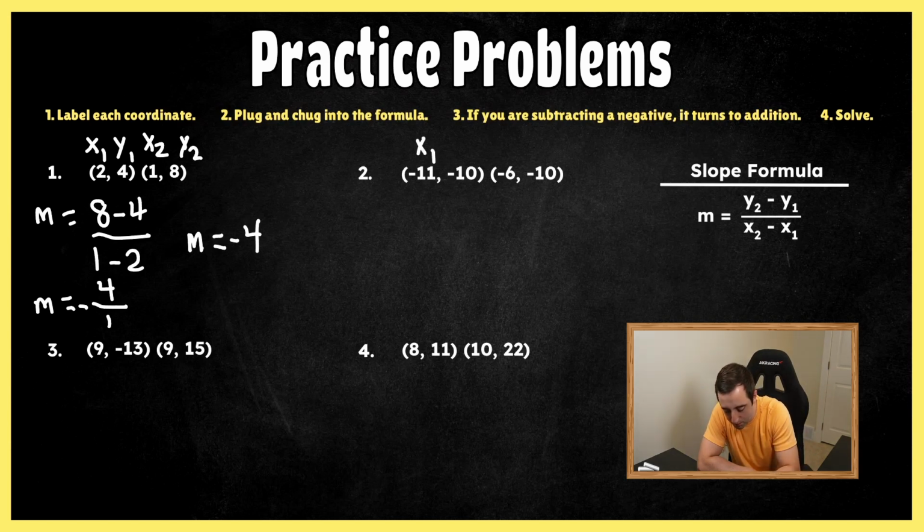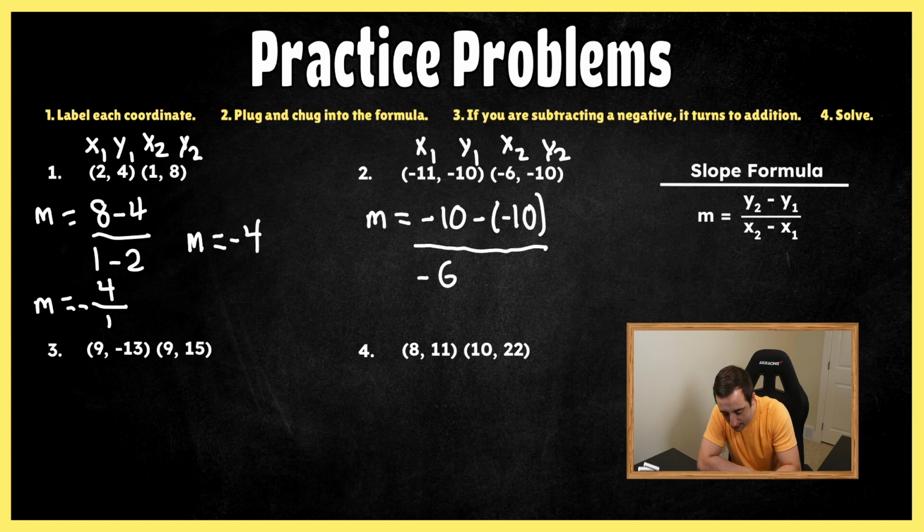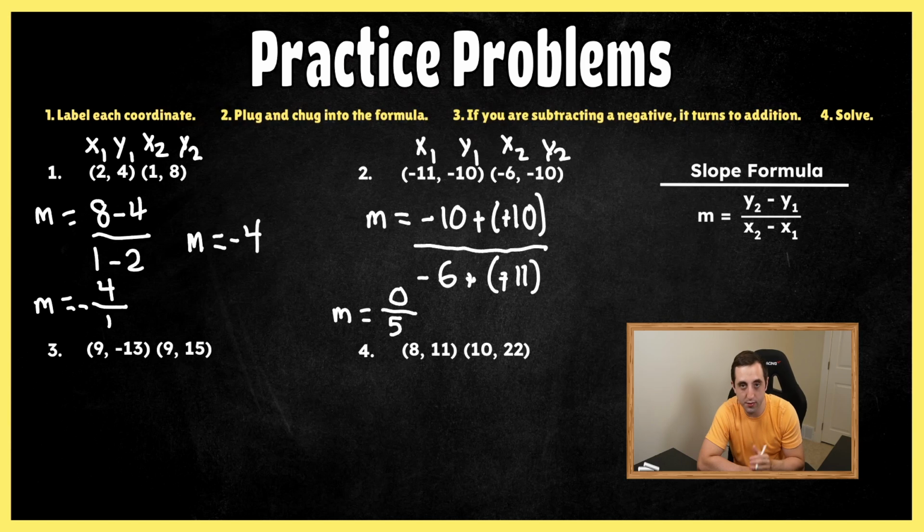So label once again, x1, y1, x2, y2. Plug it into our formula. -10 minus -10. I know I'm going to have to convert that here in a second. All over -6 minus -11. And we're going to have to do the same thing in the denominator. So all addition here. We get m equals -10 plus 10 is 0. -6 plus 11 is going to give us 5. Well, we have one of those scenarios. 0 is in the numerator, so our final answer is going to be 0. Or if you were to graph that, that would be a completely horizontal line for number 2.